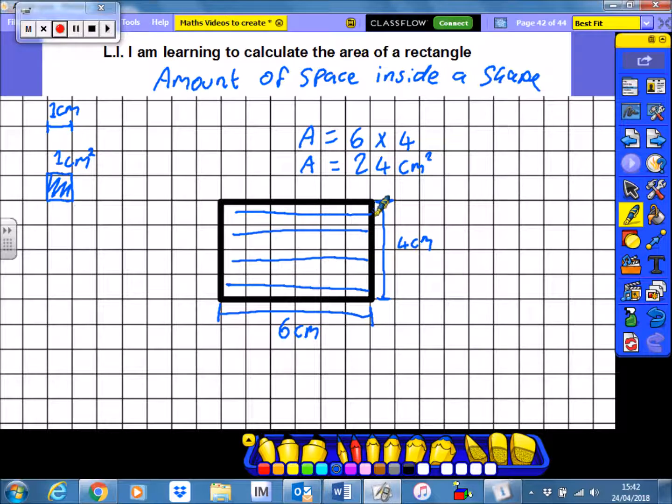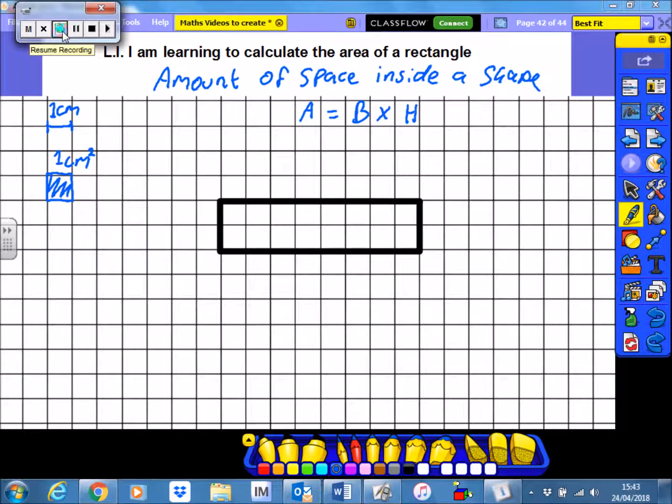So for all area sums, every single area sum involving a rectangle, quite simply, we do the base times the height. The area of any rectangle is the base of the shape times the height of the shape. Let's try this with some other examples.